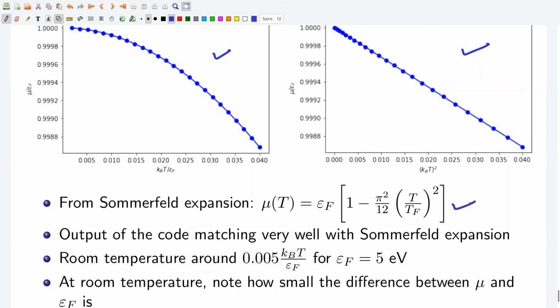Note that the room temperature is around 0.005. Thus, at room temperature, mu hardly changes from EF. So our assumption of mu equal to EF in previous numerical examples is not too bad.